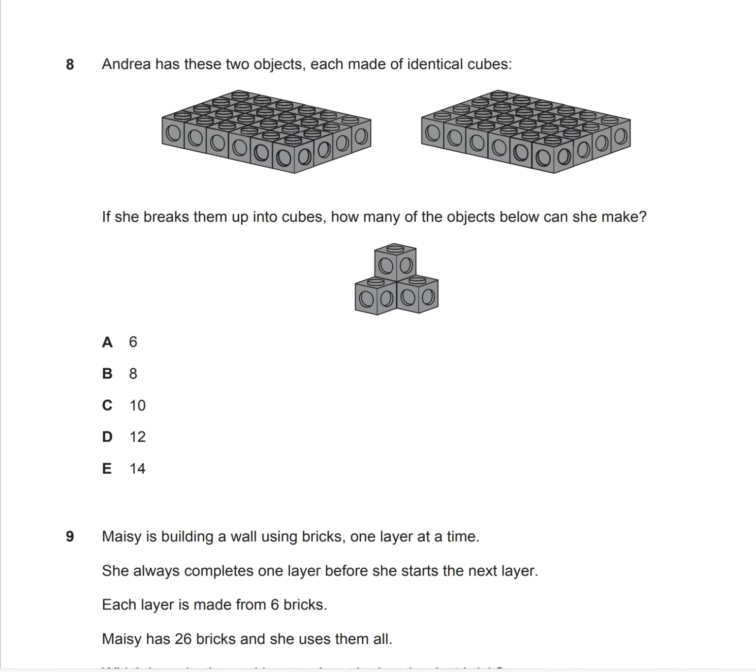8. Andrea has these two objects, each made of identical cubes. If she breaks up the cubes, how many of the following objects below can she make? So if you see this object here, it's simply a formation using 4 cubes. And even though you can only see 3, I know there's a hidden one at the back, or else this one wouldn't be floating like this, okay?